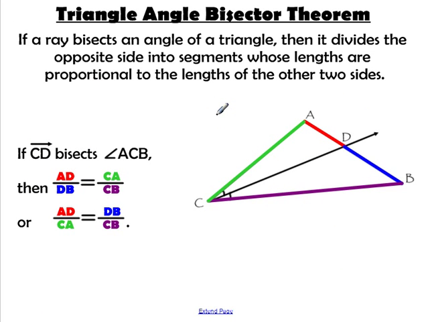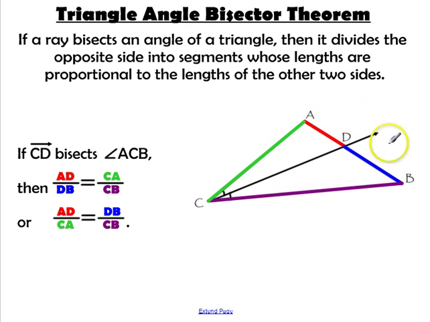Now this is the last theorem we're going to talk about today. It's the triangle angle bisector theorem, and it states that if a ray bisects an angle of a triangle, then it divides the opposite side into segments whose lengths are proportional to the lengths of the other 2 sides. Now I need you to pay careful attention to this one. This ray CD is an angle bisector, which means it cuts the angle ACB in half. So this angle C gets bisected into two smaller congruent angles. But this side, AB, gets cut into two different segments, but those segments are not necessarily congruent.